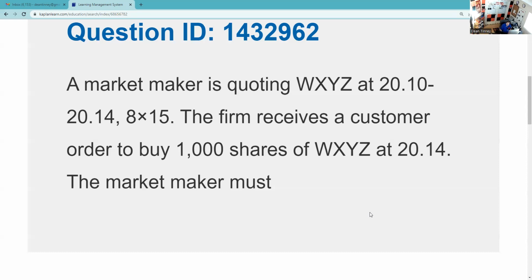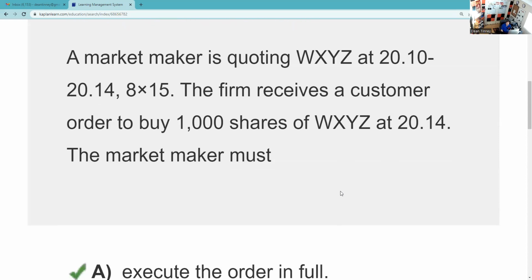This is actually a limit order that is marketable, meaning the customer wants to buy 1,000 shares at 2014. I'm willing to sell up to 1,500 shares as market maker at that same price. So I simply execute the order. There's nothing more to it than that. So the market maker must fill the customer. By the way, if I don't fill the customer, that would be failing to honor my quote, and that'd be backing away. All right, let's see what our answer set is.